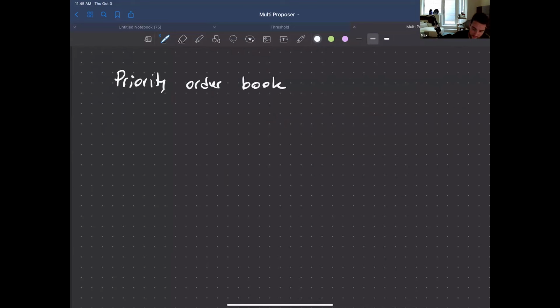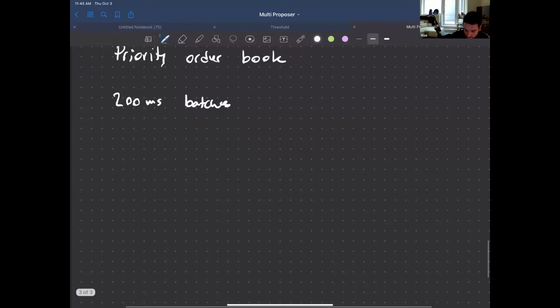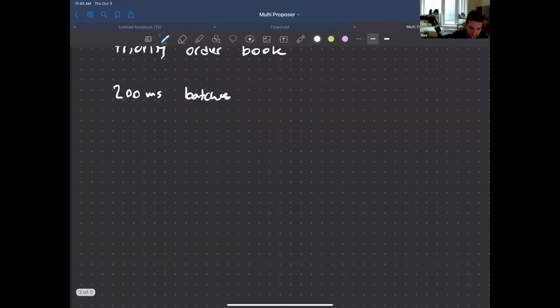So the priority order book is just a standard central limit order book, but there's kind of, call it 200 millisecond batches. And the 200 millisecond batches are priority ordered within them. And so everybody can kind of submit their transactions. And let's look at the example where there's a stale quote again. And you can start to see what we're going to do with these priority order books.